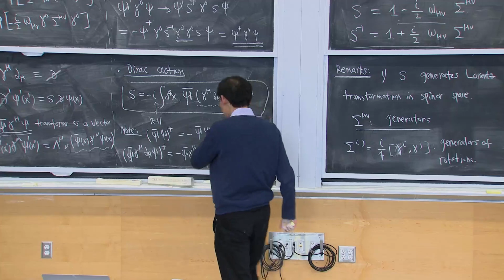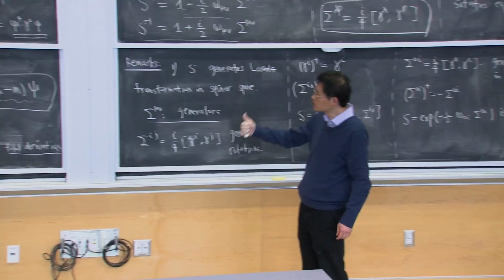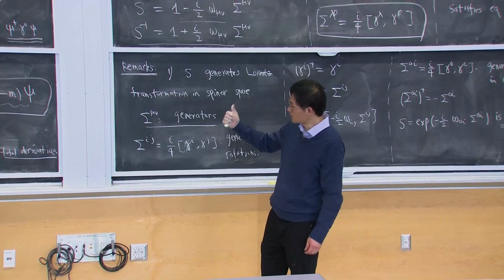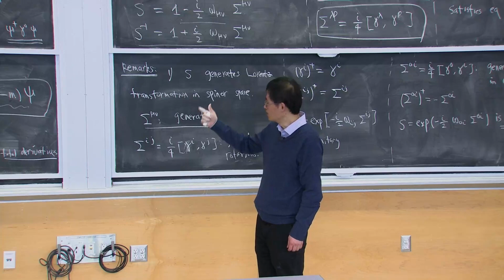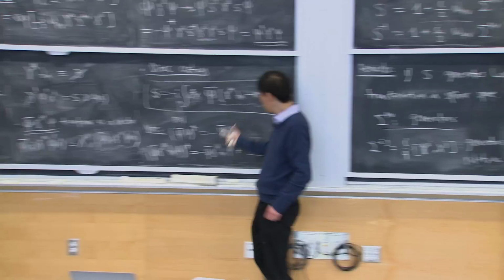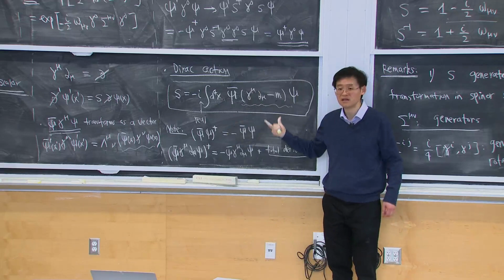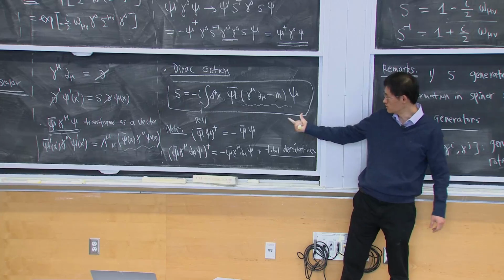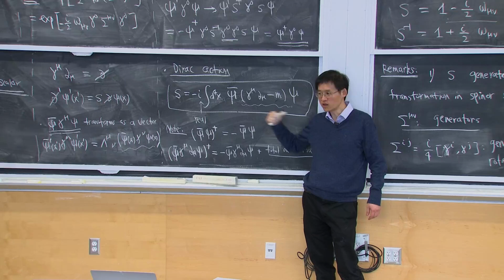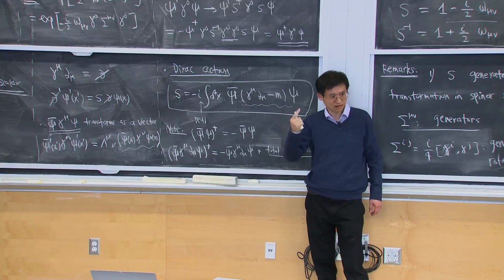So this concludes our discussion of the Dirac equation. We have derived the Dirac equation, and also we have discussed how various quantities in the Dirac equation should transform, and finally the Dirac action, okay? The logical next step is to quantize, to go to the quantum field theory. So far, everything is classical. Now we want to quantize this theory, and when we quantize it, we will see, remarkably, fermions. We will see the Pauli principle.